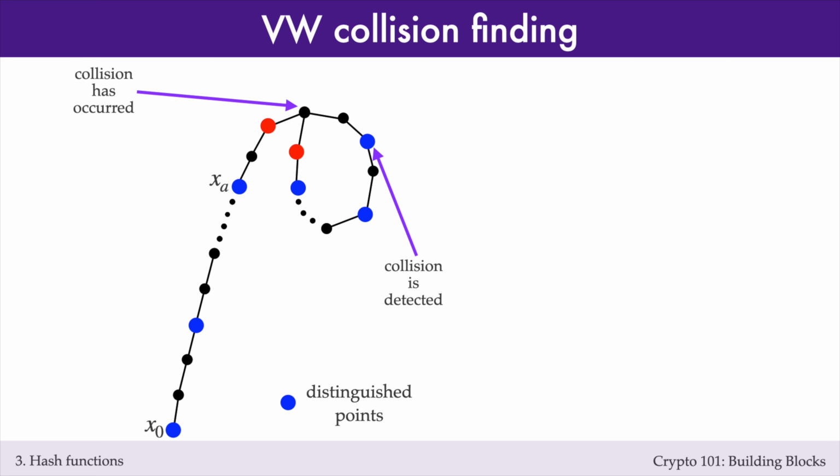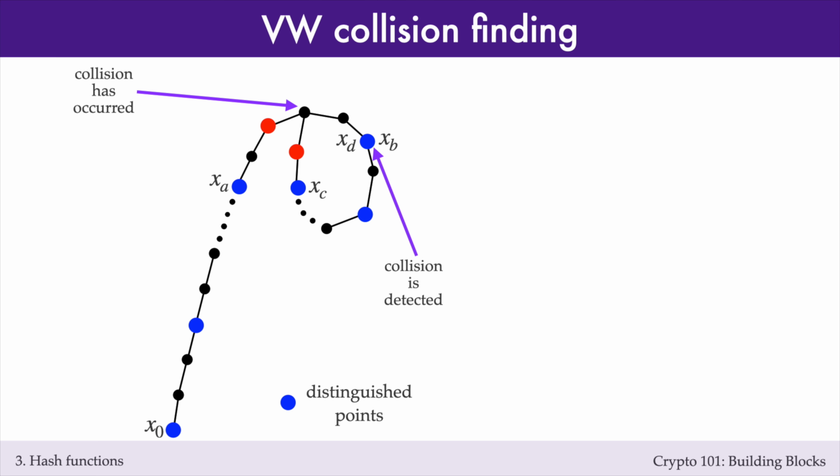Let's define XA to be the last distinguished point before the sequence enters the cycle. Define XB to be the first distinguished point after the sequence has entered the cycle. Define XC to be the last distinguished point in the cycle before the sequence repeats. Then, the collision is detected when the distinguished point XD is computed, and it is discovered that XD is already in the table. It was stored when XB was computed.